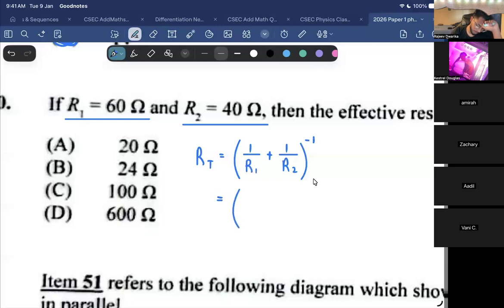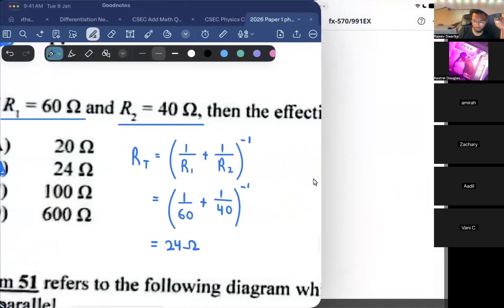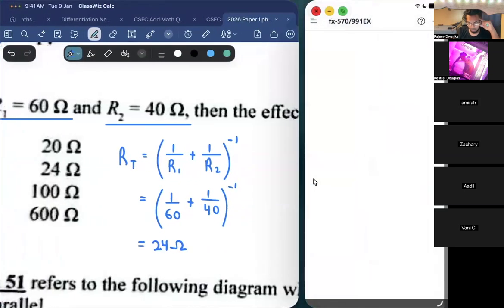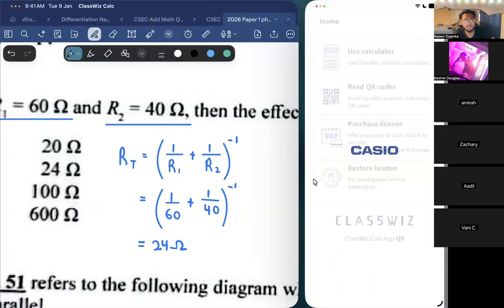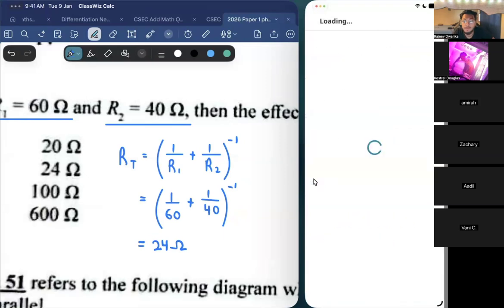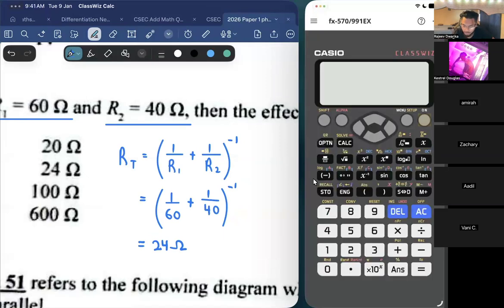So those of you with a Sharp might experience some trouble plugging this in. R1 is 60, R2 is 40. All of this in brackets to the power -1, and you should get 24, I think. Yes, it's 24. If you have a Sharp, you have to put a bajillion brackets. Will you have a Sharp or does everybody here have a Casio? Casio, so I get 24. Watch, plug it in and you will see you will get 24.